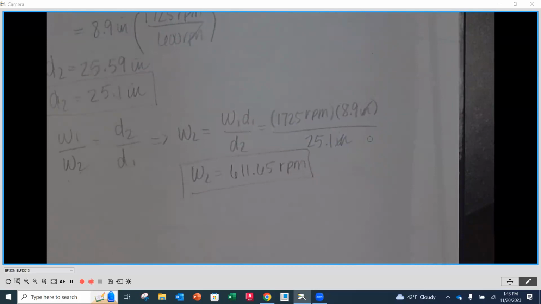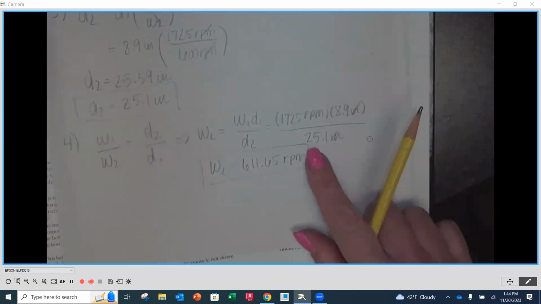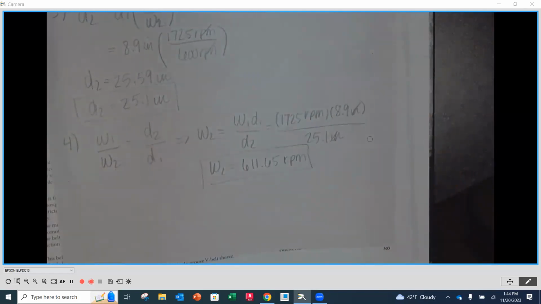We could try the 27.9. Do you want to try it? Jacob says, nope, I'm good. Not hard. What do we do? Do this very same equation, but put 27.9 in there, right? Was it 27.9? Yeah, do it. Do the same thing. Just go real quick on your calculator. 1725 times 8.9 divided by 27.9.